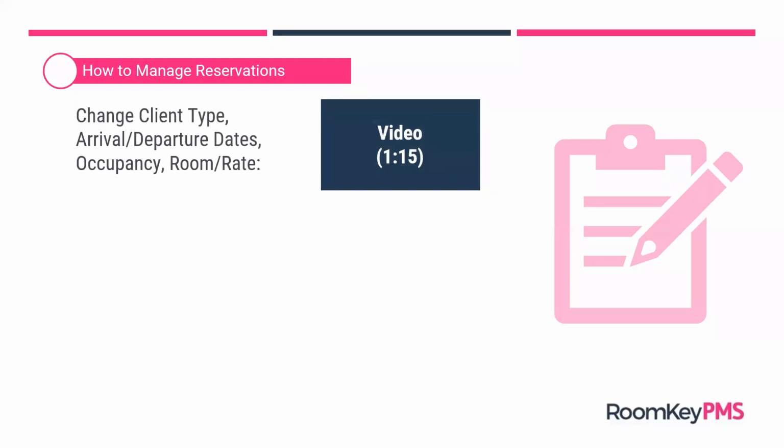And another way that you can do so is to change some of those search for availability features. So the client type, the arrival, departure, or occupancy information. You can also change the room rate. Now, those require an additional step that I'm going to show you here in this quick video.